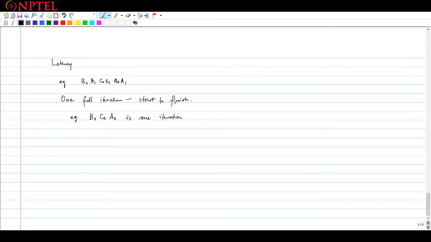Now, the point is I cannot directly do B0, C0, A0 because this depends on B. That's actually fine. There's no further dependency here. So B0, C0, A0 is actually fine as one iteration, right? It could have been executed on its own and it would be one complete iteration.